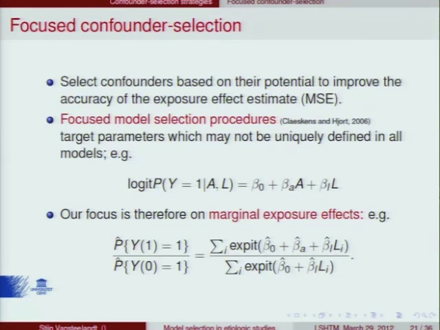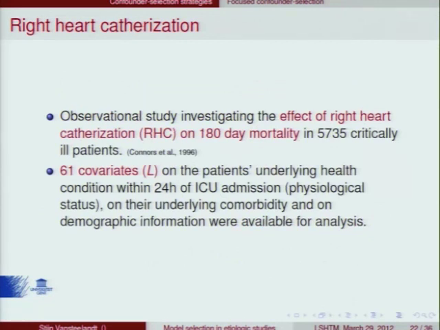Okay, I'll not say too much, but I'll give you an impression of how this was working in a famous right heart catheterization study, where we looked at the effect of the catheterization on 180-day mortality. It's a pretty large data set, and we were dealing with 61 covariates, telling us something about patients' health condition mostly, that we could control for. So the idea is that we're going to question which of these 61 covariates we need to control for in order to get a good effect estimate.